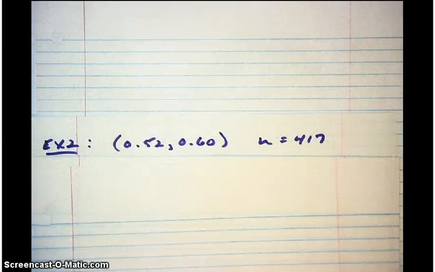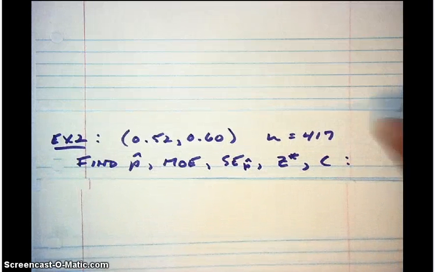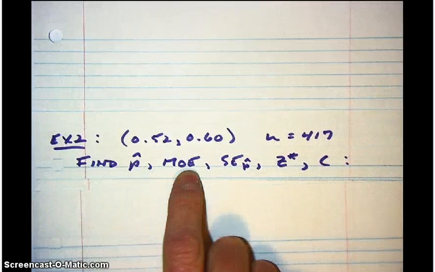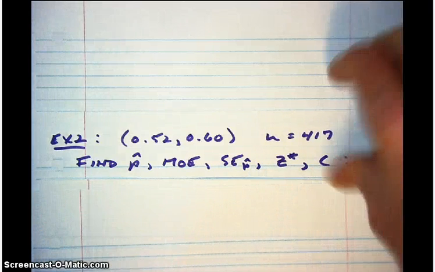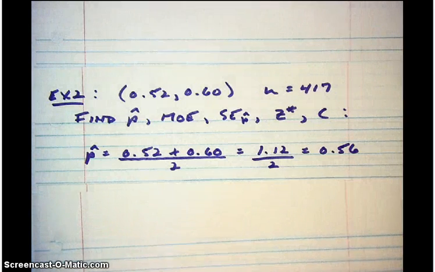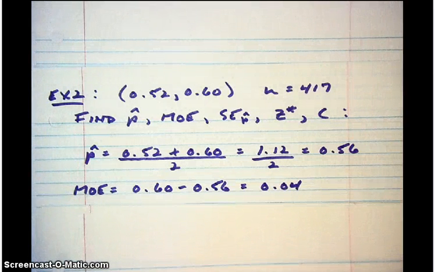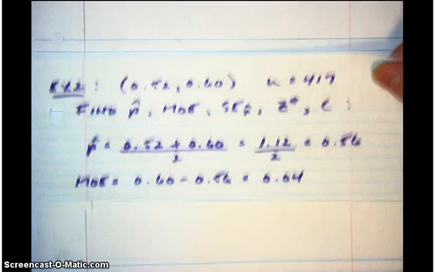Here's another example. Suppose we have the confidence interval 0.52 to 0.60, and the sample size is 417. With that information, we can figure out all of these things: the sample proportion p hat, the margin of error, the standard error of p hat, z star, and the level of confidence, c. To find p hat, again, average the boundaries, add them up, divide by 2, you get 0.56. To find the margin of error, take the right bound minus the value of p hat.